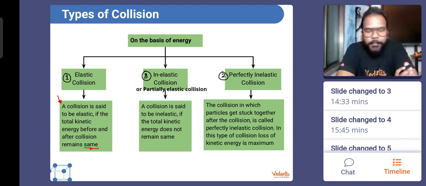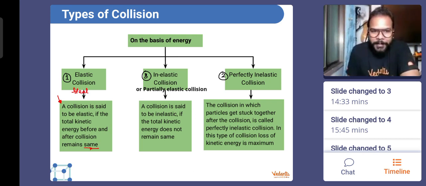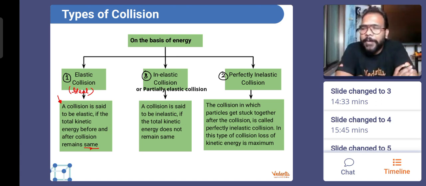Can this practically happen? No, it's an ideal case. It practically does not happen. Why, everyone? Why can it not practically happen? Because when two things collide, definitely there will be some loss of energy in the form of sound or heat or permanent deformation also. Right, everyone? So that is why perfectly elastic collision, or simply elastic collision, practically does not happen.